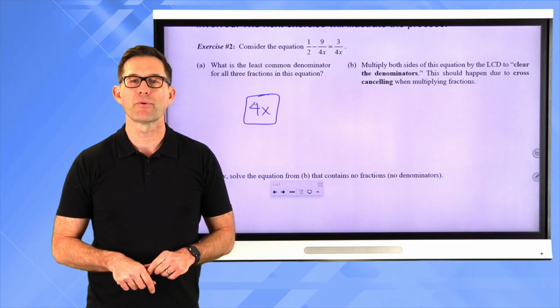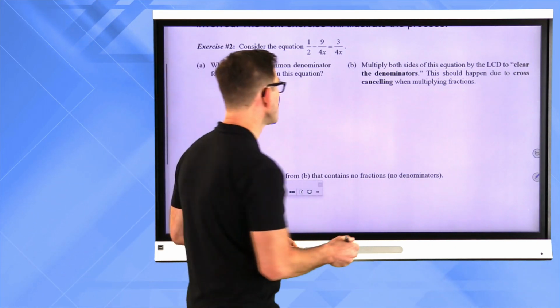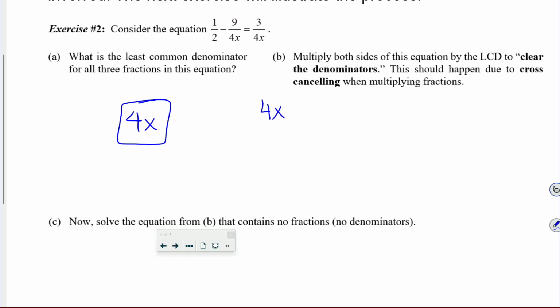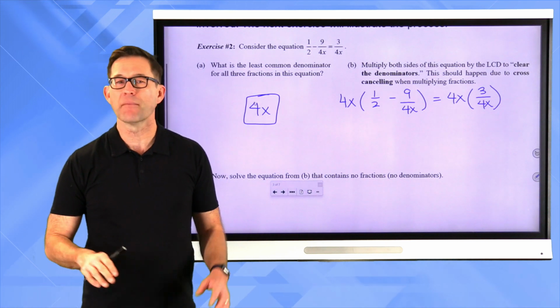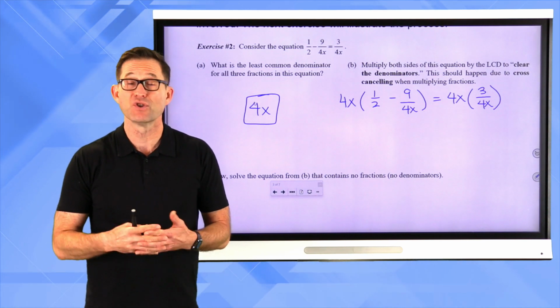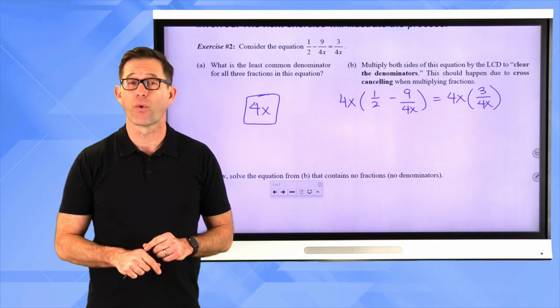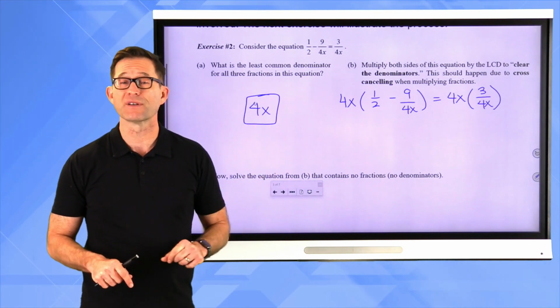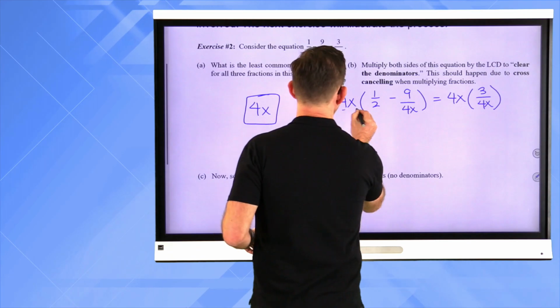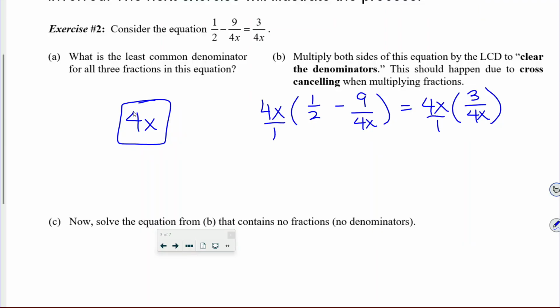The multiplication property of equality says that I can multiply both sides of an equation by anything I want as long as I multiply by the same thing. So what I'm going to do is multiply both sides of this equation by that least common denominator quantity. Now I'm not actually multiplying by a denominator. I'm just saying the least common denominator is 4x, and I'm going to multiply both sides by 4x. And technically, I'm really multiplying by 4x over 1.